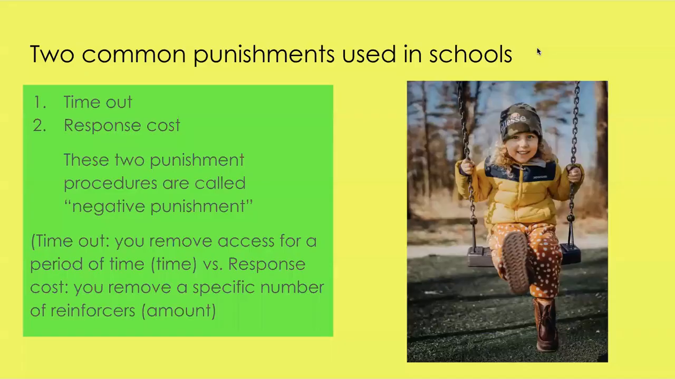I'd go back to the drawing board and figure out what else you can use to support the behavior. So when we think of the two most common punishment procedures used in school, we're going to break down timeout and then something called response cost. These are considered negative punishment because things are taken away in order to try to reduce the target behavior. Timeout, you're removing access for a period of time, so basically you're taking away time. Versus response cost, you remove a specific number of reinforcers, so you're taking away a certain amount of items.